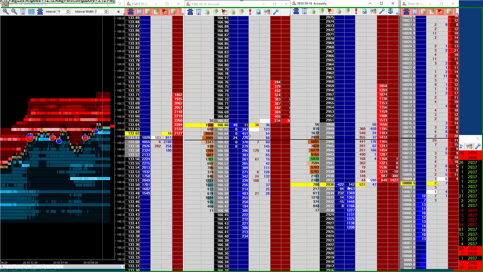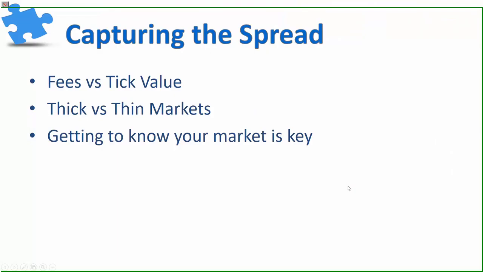The market is still exactly where it was when we got into the trade, and that's common with scalping a thicker market. So that covers 3 different perspectives on capturing the spread. By nature, it's a higher cost, higher win rate activity, and the main considerations are fees versus tick value and whether you're more suited personally to a fast or slow market.